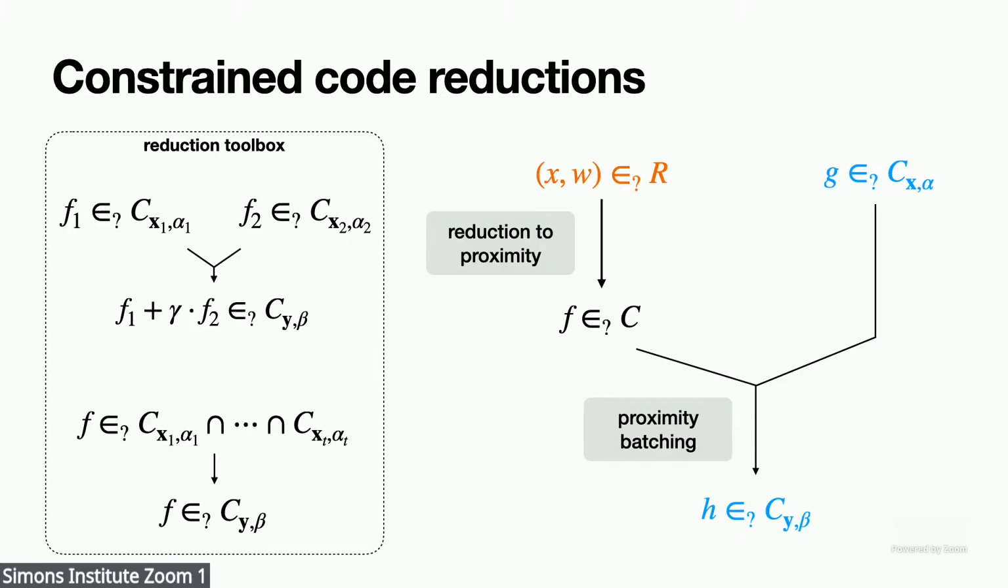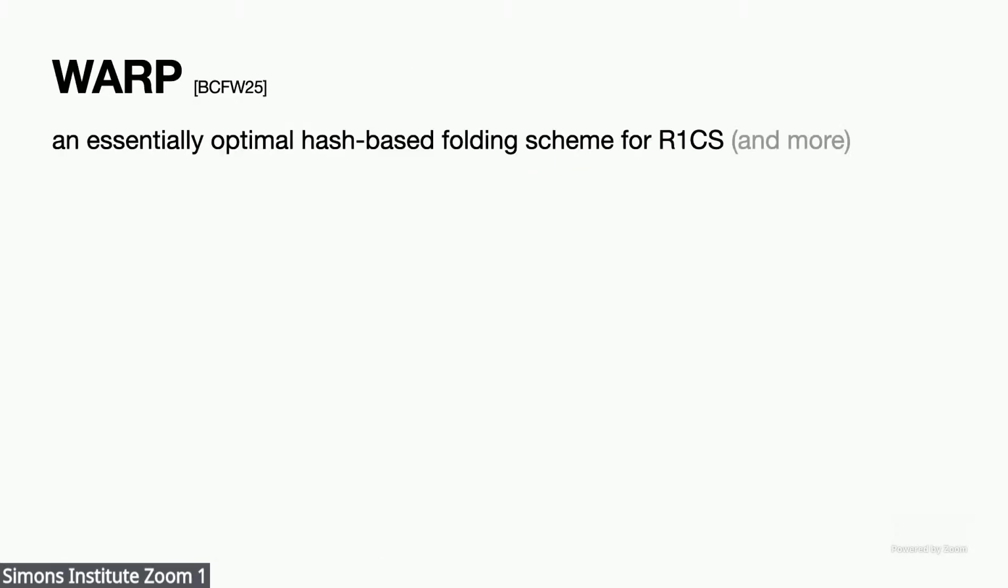And our proximity batching can reduce these two claims into something of the same form as up here. I'm not going to go into the details of this, but it's using the same ideas as the toy protocol that I described earlier. All right. So I'm going to spend one slide talking about WARP. This is our new accumulation scheme that represents the state of the art for at least hash-based folding schemes.